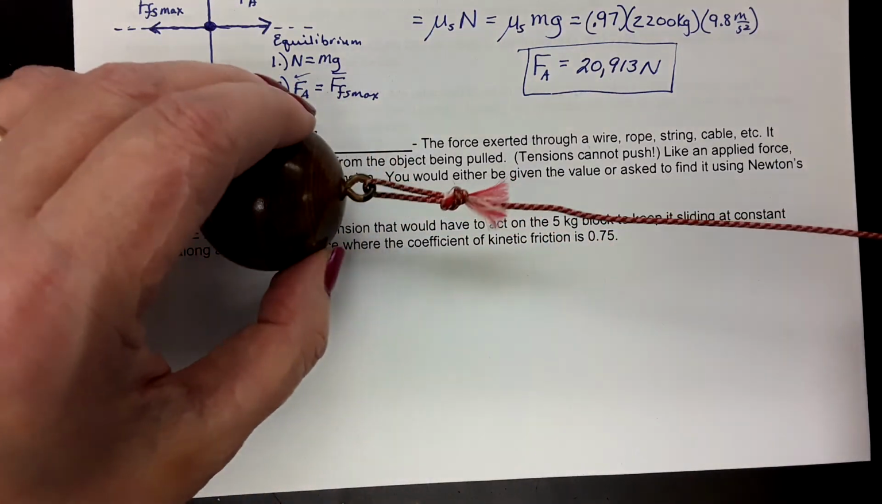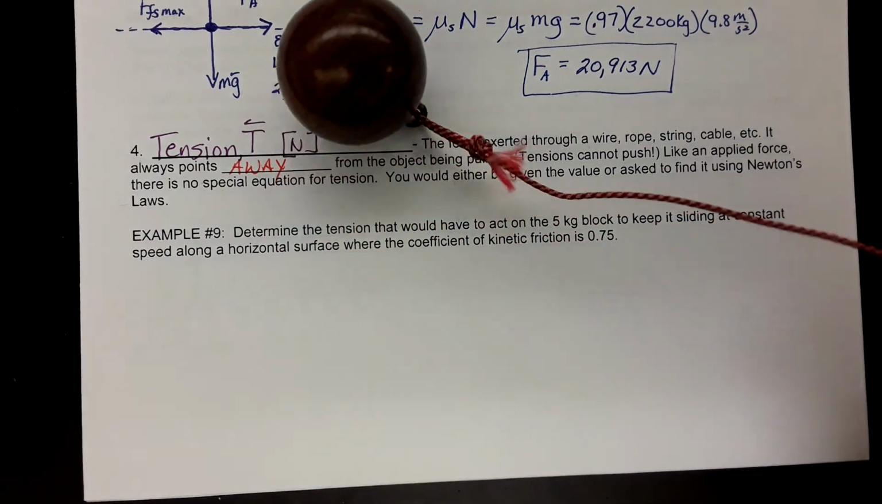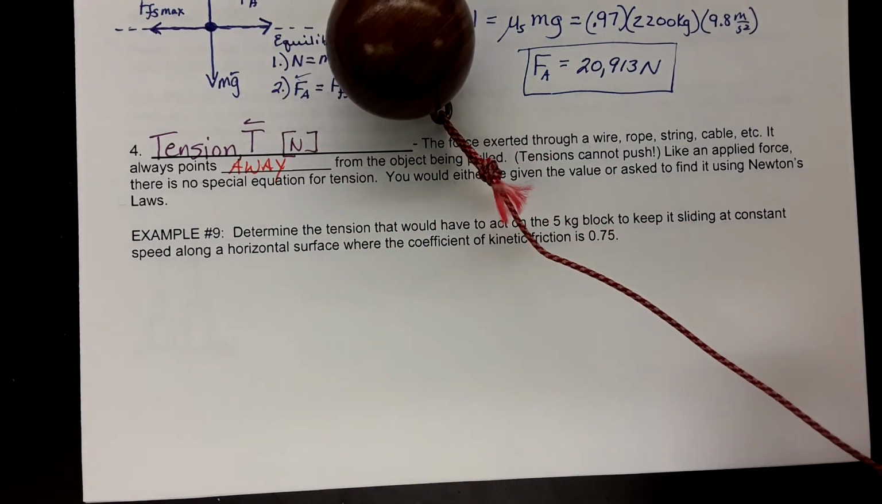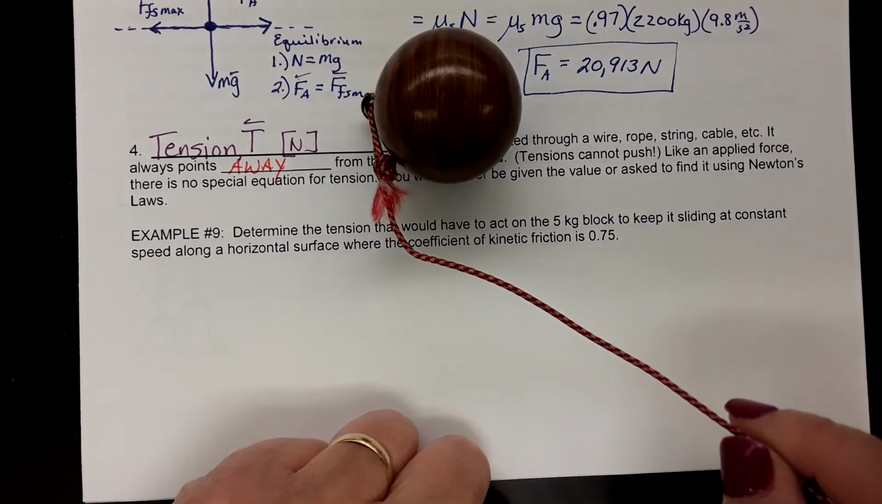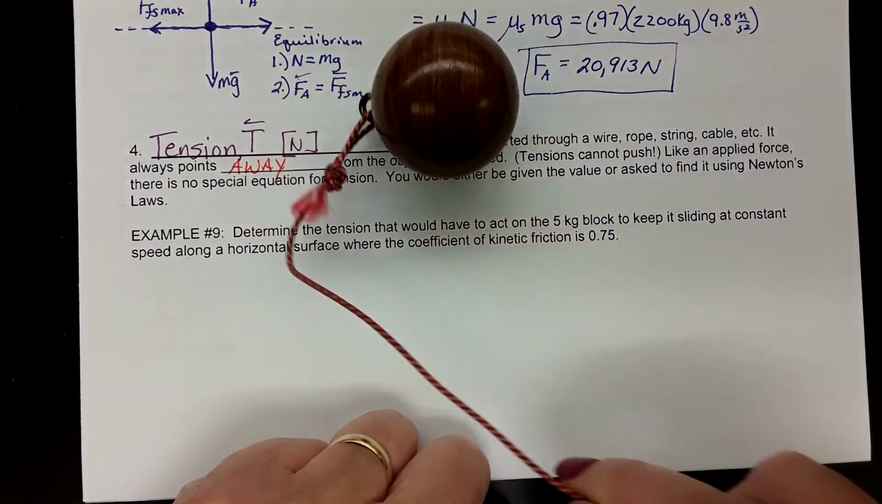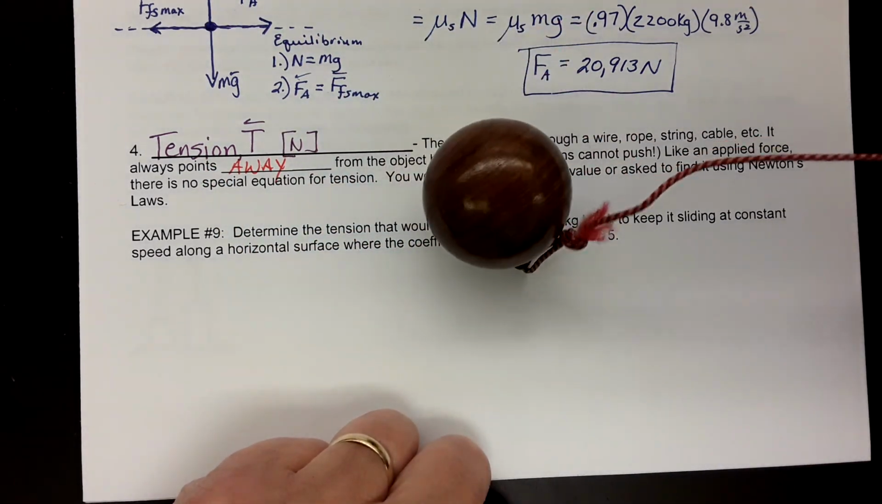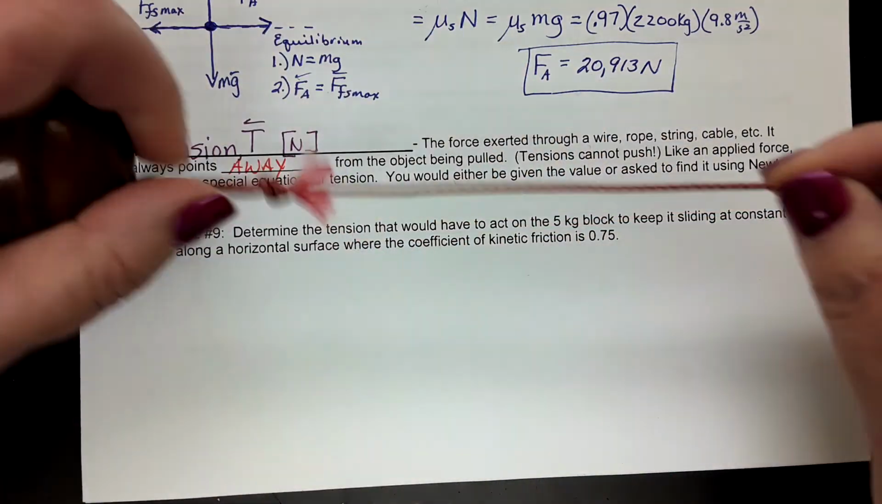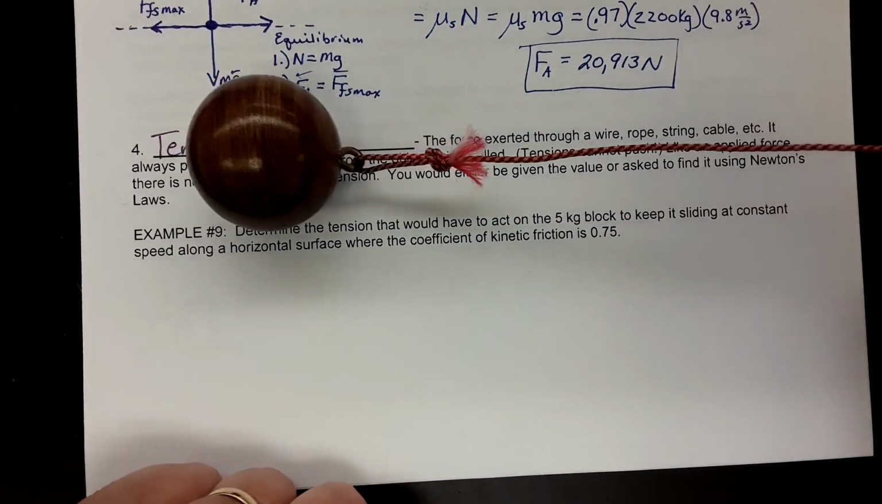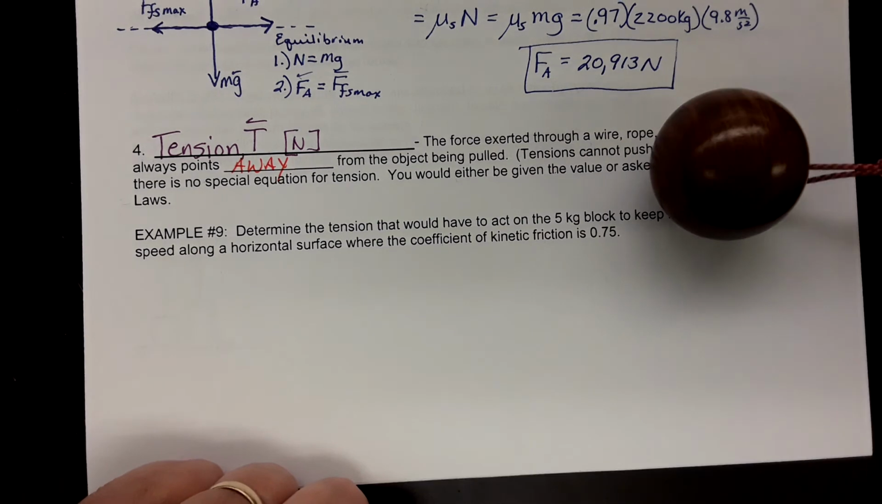Now, some people would argue that you could look at the tension in a spring. Well, yeah, you could, but we usually call that spring force, and it's a little different than a tension in a wire or a cable. So here I have a string tied to this ball. Notice if I try to push it, it doesn't do much. But if I pull, it certainly does a lot better job, doesn't it?